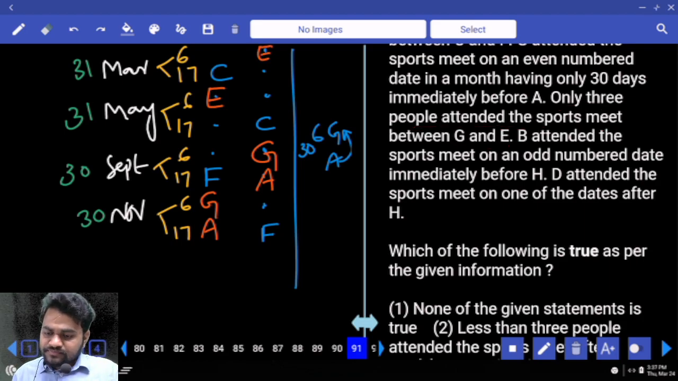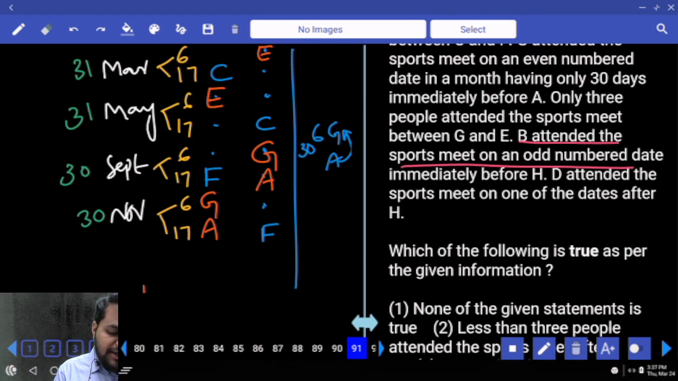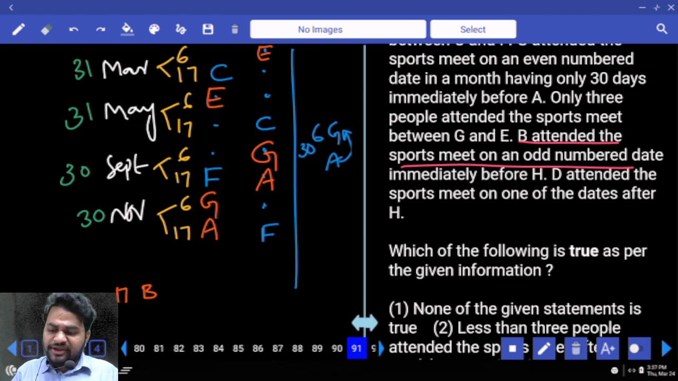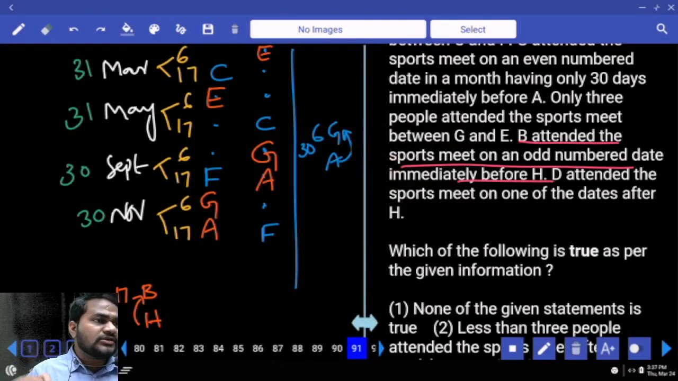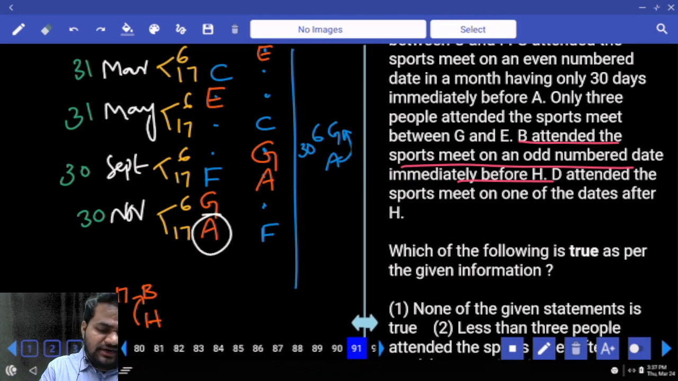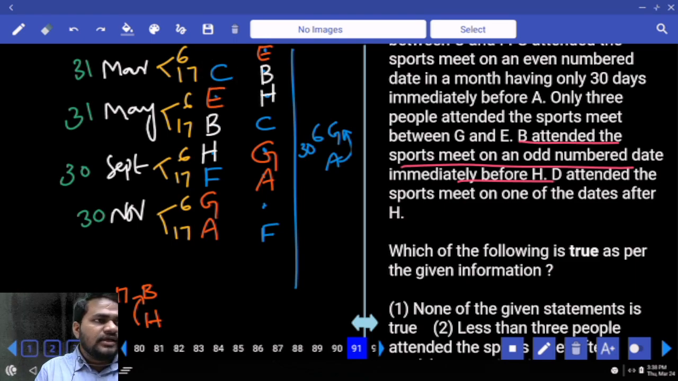Next one, B attended the sports meet on an odd number date. B is an odd number date, nothing but 17th, immediately before H. B should be on an odd number date only, but immediately before H. Here B is not possible on the 17th. It is not possible, so it is the place of B, and then we need to place H.